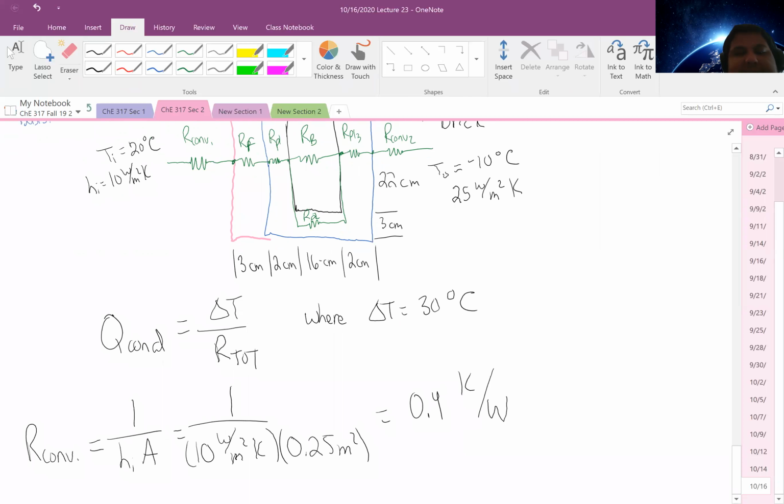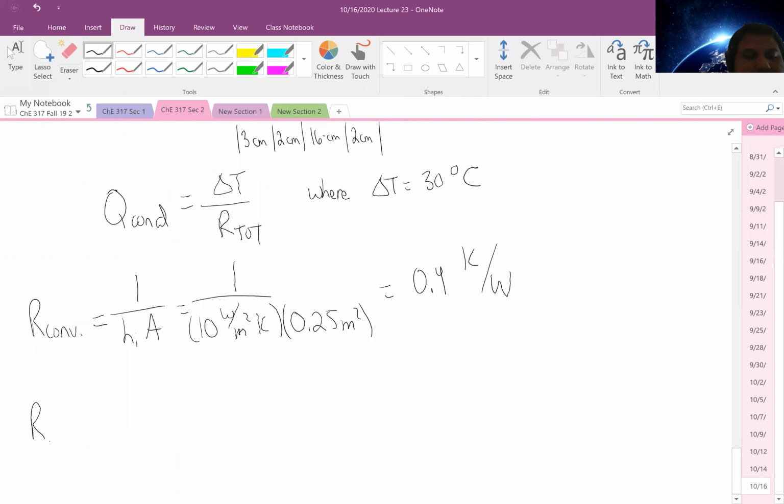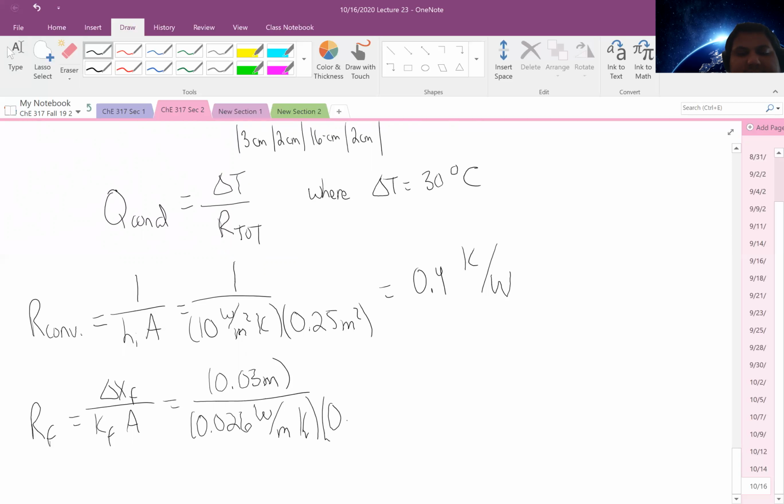Next, I can look at my foam layer and say, well, it's the thickness of my foam divided by the thermal conductivity of the foam times my area, which the thickness of the foam is 3 centimeters, or 0.03 meters, divided by the thermal conductivity of the foam, which given in the problem statement is approximately 0.026 watts per meter Kelvin, times the area of 0.25 square meters.